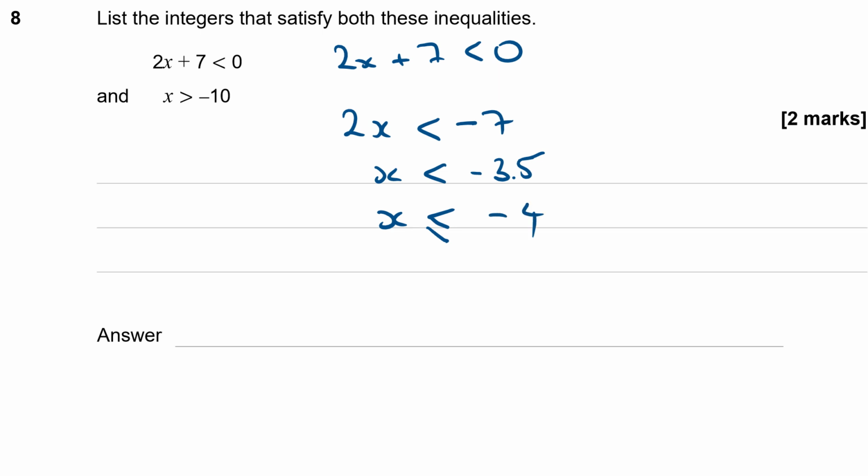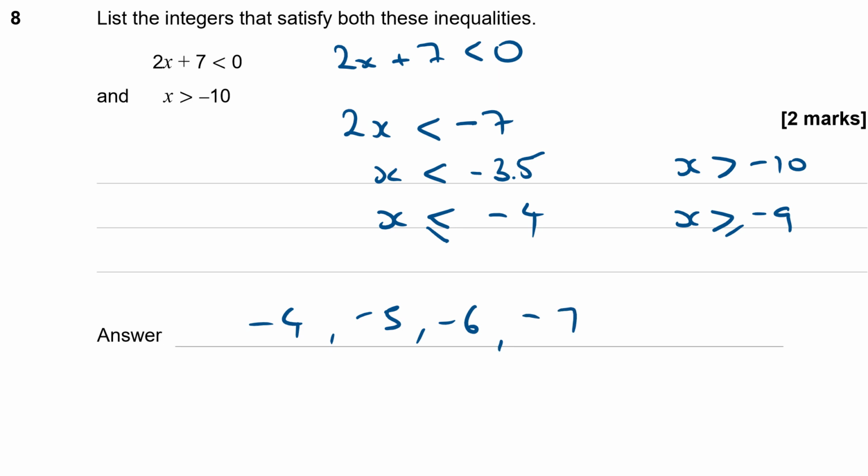Now, because x is a whole number, that means that x must be less than or equal to -4. So x can be -4 or -5 or -6 all the way down to, well, x has got to be greater than -10, so it means it must be greater than or equal to -9. So it can be any value between -4 and -9. So my answers are -4, -5, -6, -7, -8, and -9.